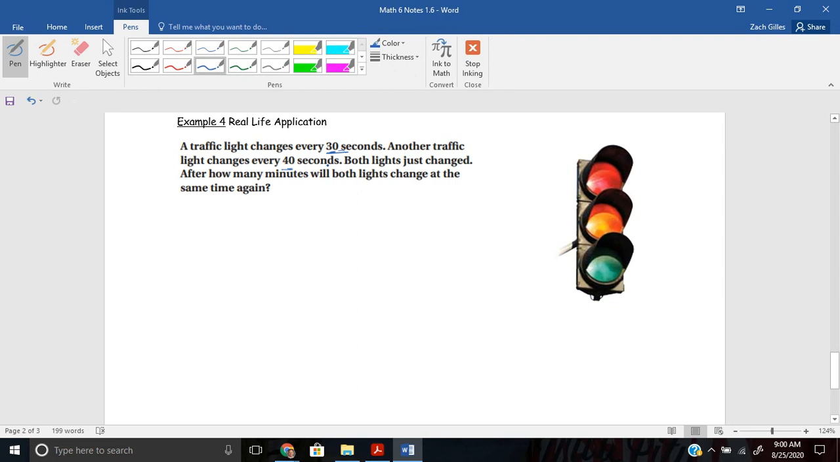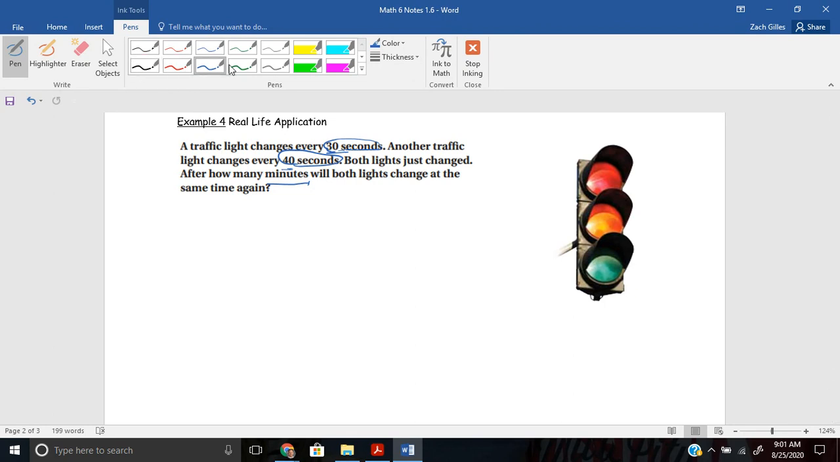Well, one reasonable answer might be that one road is busier than the other road, like at an intersection where you might see traffic lights. So one is changing more frequently. The question says both lights just changed. After how many minutes will both lights change at the same time again? So we're talking about seconds here, and our answer wants it in minutes. So just realize that. Store that one in the back of your noggin there for a second.